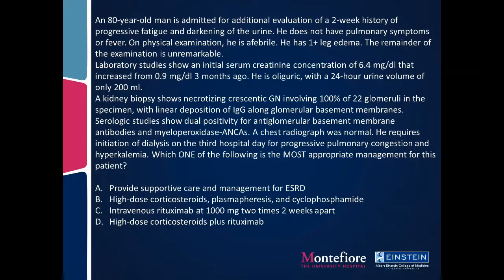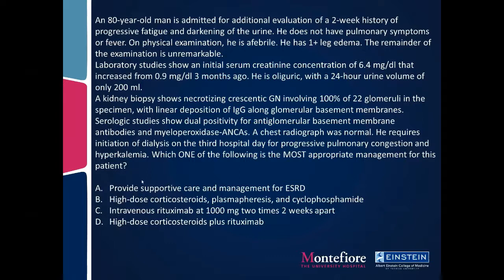A kidney biopsy is done. It shows necrotizing glomerulonephritis that involves 100%. There were 22 glomeruli sampled in the specimen, and it has concentric GN in 100% of them, with linear deposition of IgG along the glomerular basement membranes. You do serologies, and they come back positive, and it's dual positivity for both anti-GBM and MPO ANCA. A chest X-ray done was normal. He requires initiation of dialysis on the 3rd hospital day.